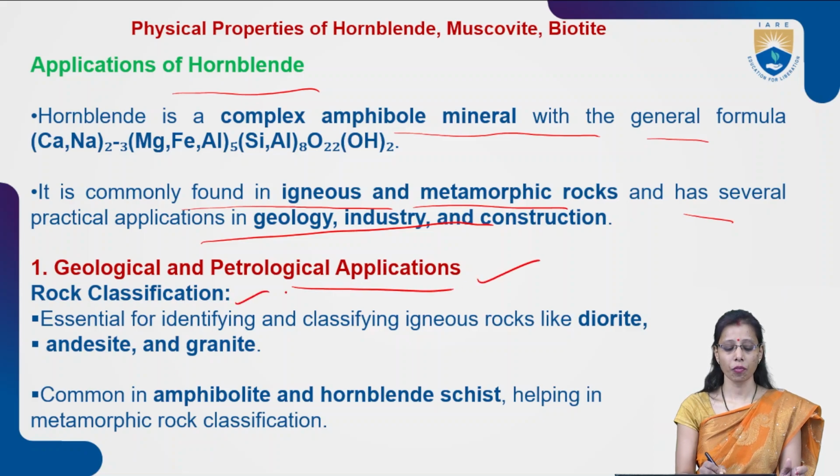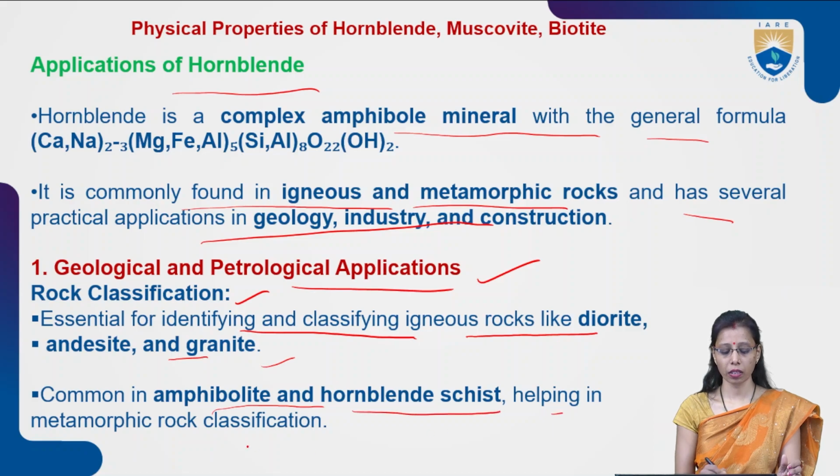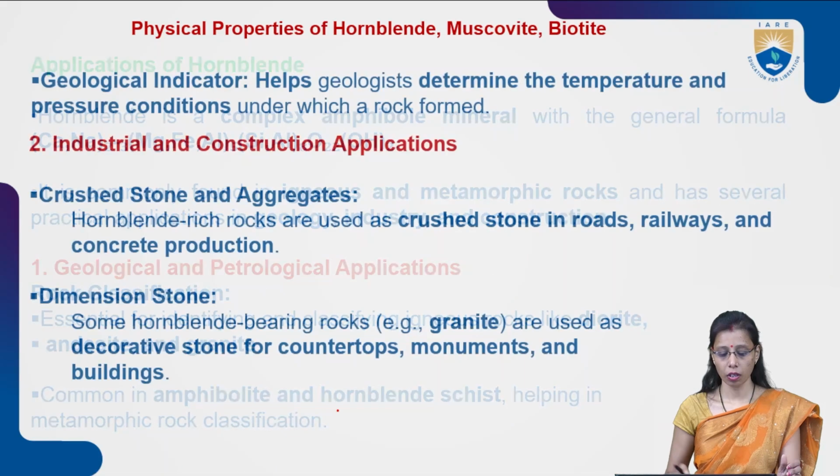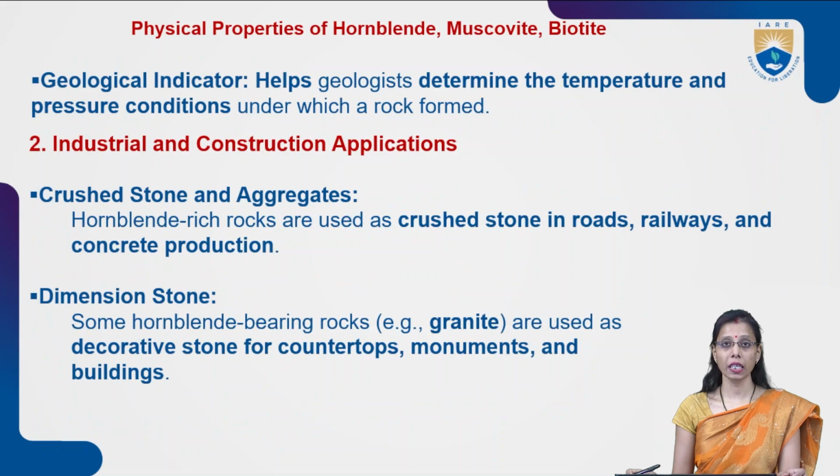In this, you have rock classification under geological and petrological applications. Rock classification is essential for identifying and classifying igneous rocks like diorite, andesite, and granite. It is also common in amphibolite and hornblende schist, helping in metamorphic rock classification. And as a geological indicator, it helps geologists determine the temperature and pressure conditions under which a rock is formed.